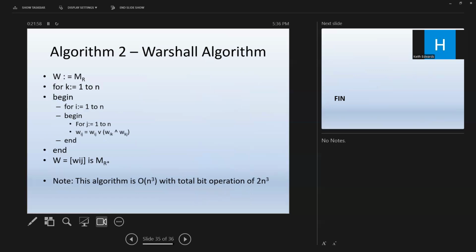And here is Warshall's algorithm. Basically, we're unioning those individual matrices at each step. This algorithm is O of n cubed with a total number of bit operations equal to 2 times n cubed.